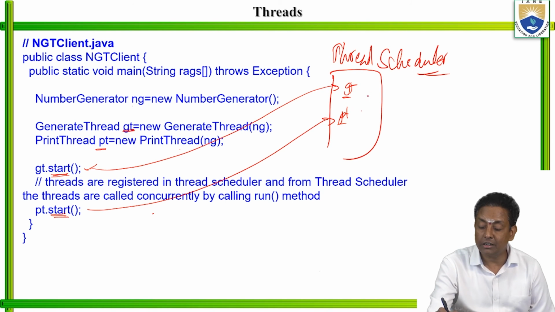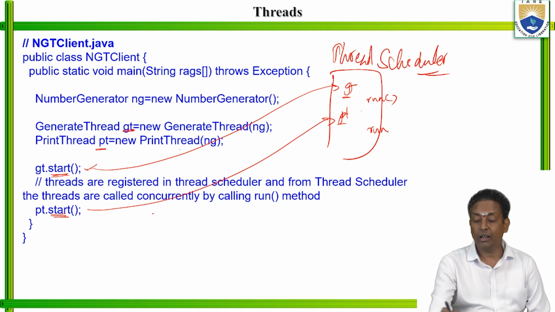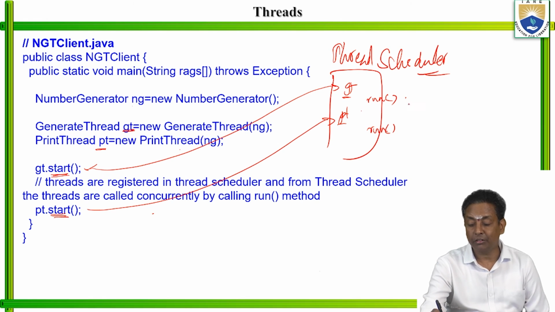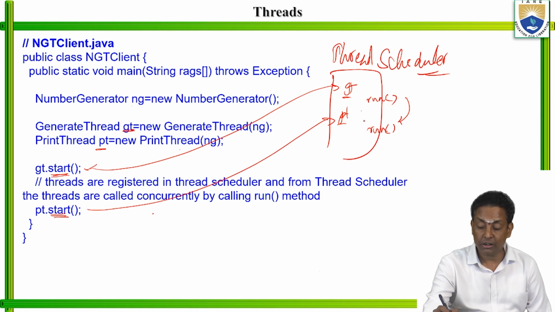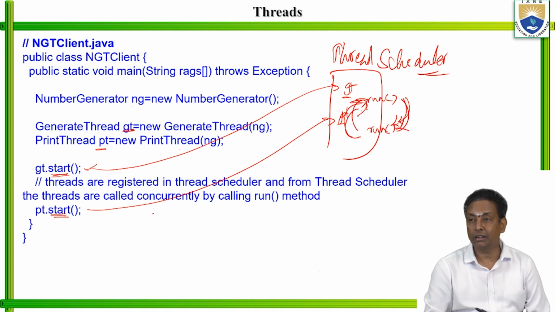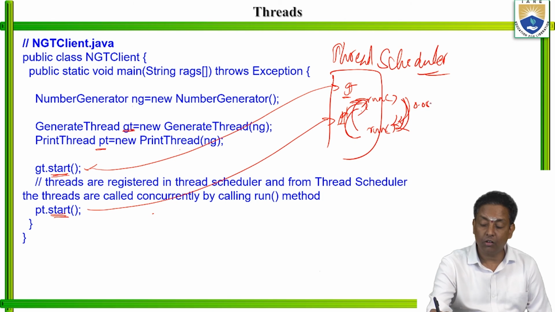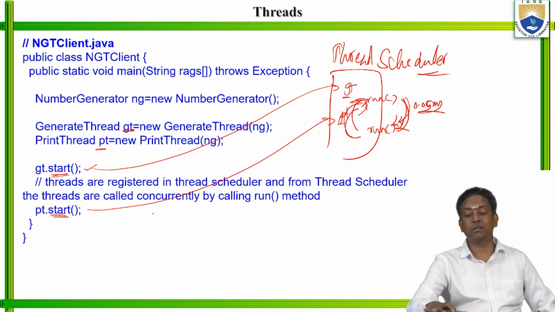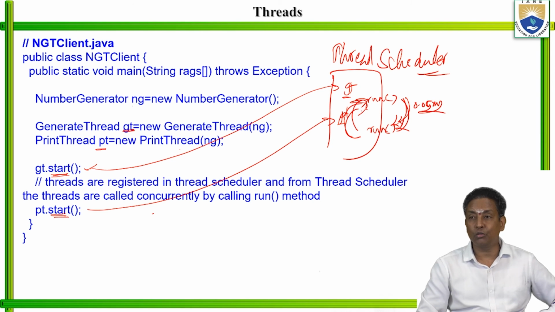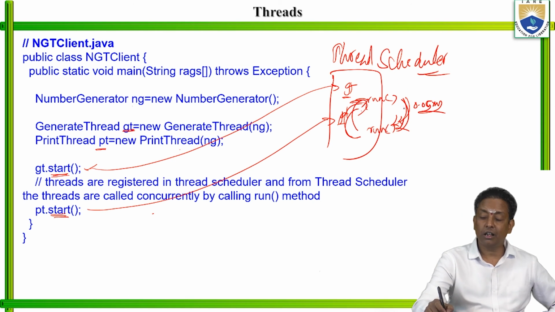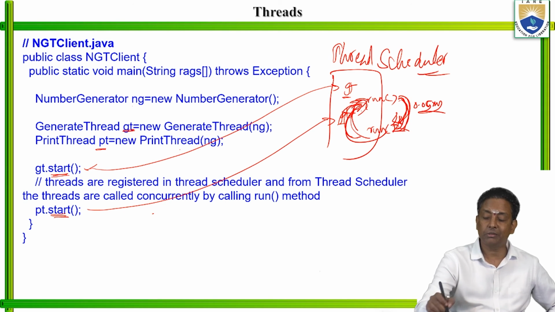Now this thread scheduler has the responsibility to call the run method on each thread in a simultaneous manner. First this one, next this, next this, like that, with a gap of 0.05 or some milliseconds of difference. The thread scheduler will allocate how much time is required for each thread to run. Based on that, the thread scheduler will context switch the control from one thread to the next, and the next, and so on.